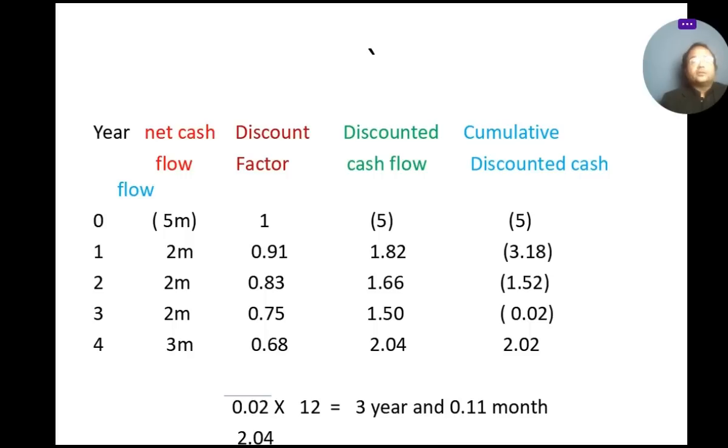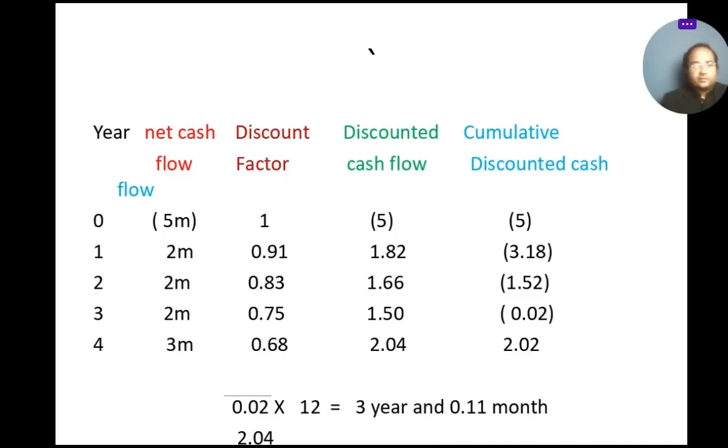In the fourth year your cash flow is 3 million. Your fourth year has 3 million positive cash flow, and the value of that cash flow is 2.02. So 3 million into 0.68, that is the discount factor. You multiply both of them and you get 2.04, and your positive cash flow or profit is 2.02.